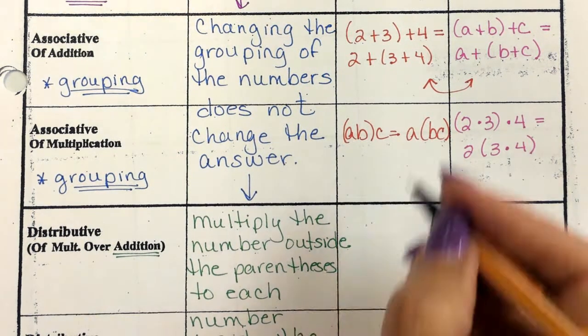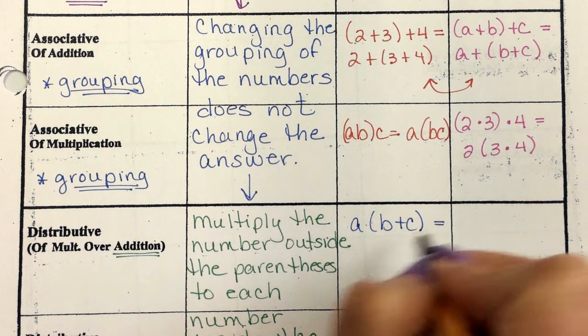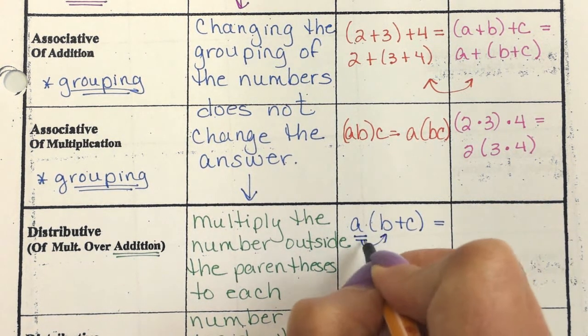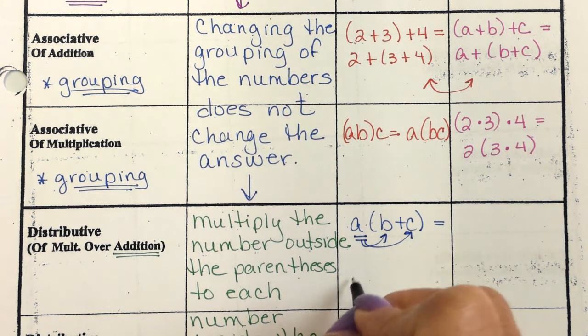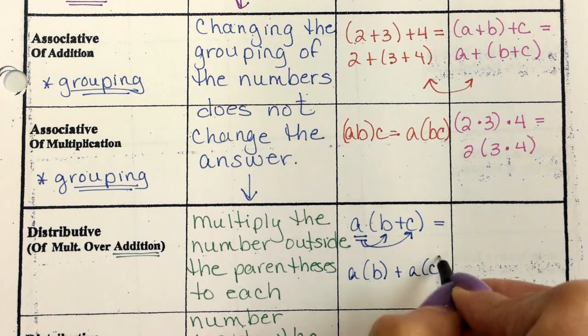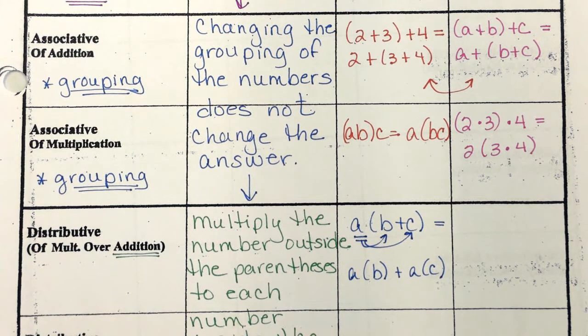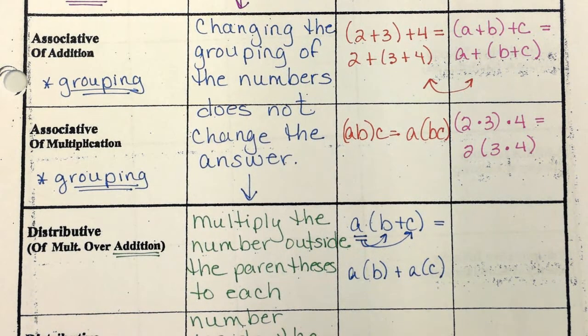So your distributive property says if you have A times (B plus C), you're going to take this and you're going to multiply it to each piece inside. So it would be A times B plus A times C. The only difference between this one and this one is the subtraction symbol would be there. So it would be A times (B minus C). And you're going to still take this and multiply it to each piece. A times B minus A times C. Okay?